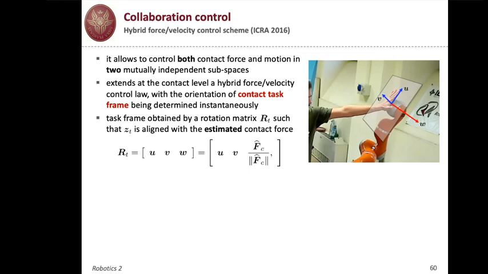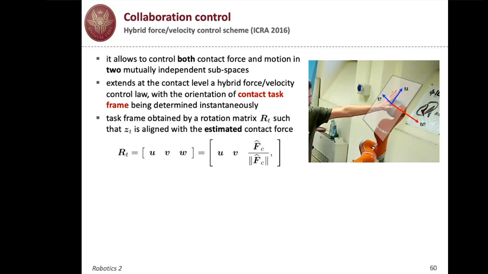Well, it is obvious that as we have generalized impedance control or admittance control at the contact point, or force control in this way, we can also generalize the hybrid force velocity control scheme. So, like shown in the picture, we are assuming a pure force being applied. We estimate this direction, we call this W, and we can build a plane with two other axes, U and V, on this plane, which is orthogonal to the direction of estimated direction of contact force.